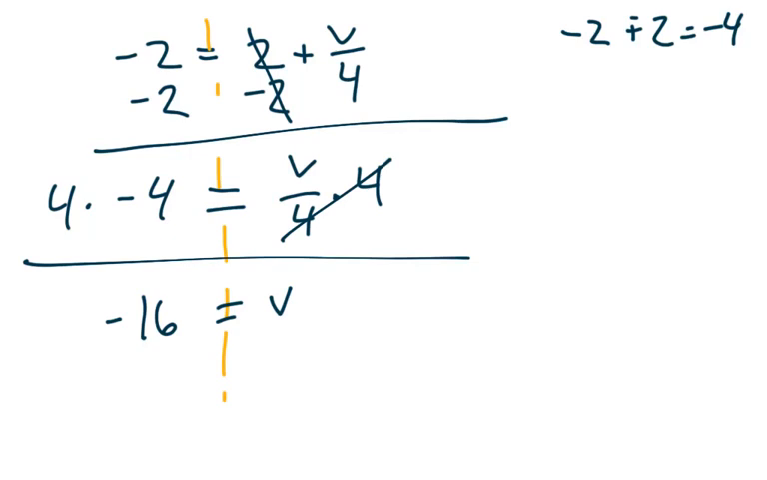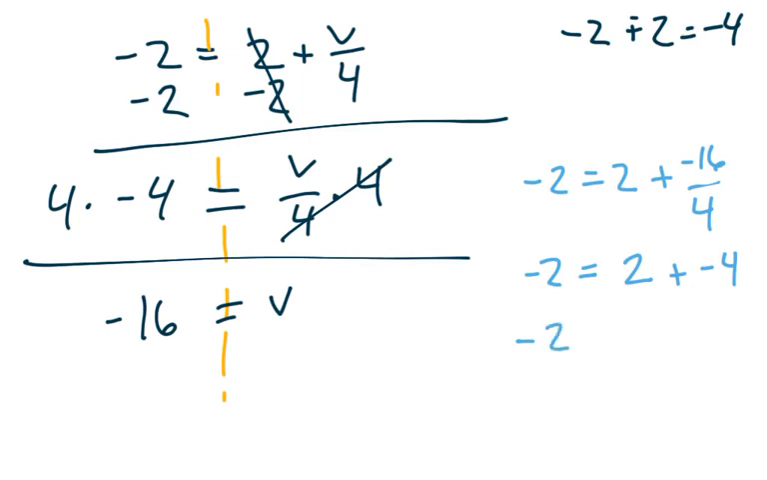Let's check our work. Original equation. Okay, do the equals -2 first. It has to equal that. Oh, and I forgot to substitute. -16. 2 plus -16 divided by 4 is -4. -2. Yep, that works.